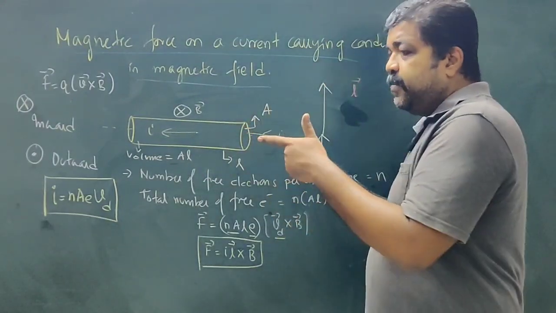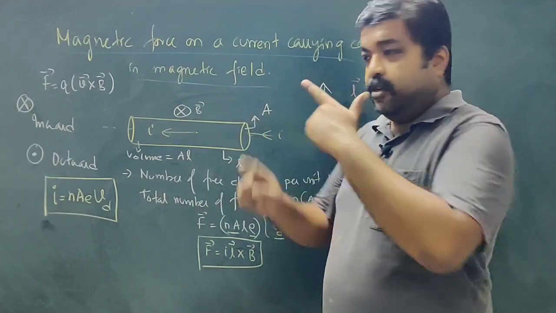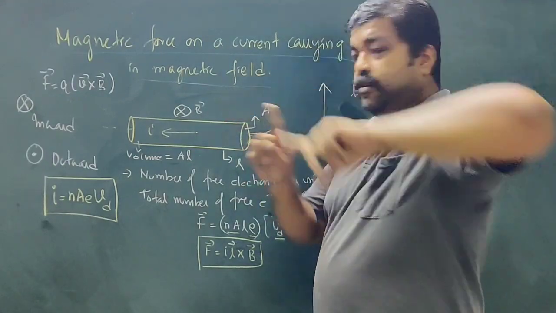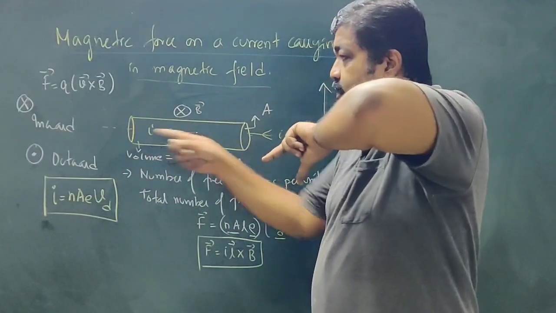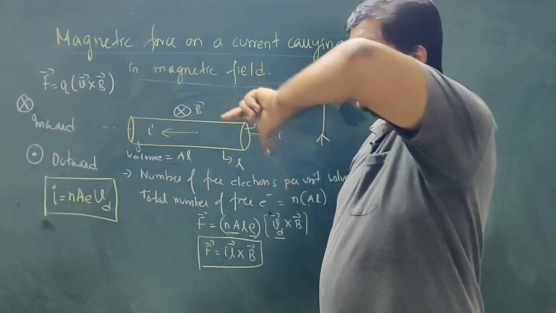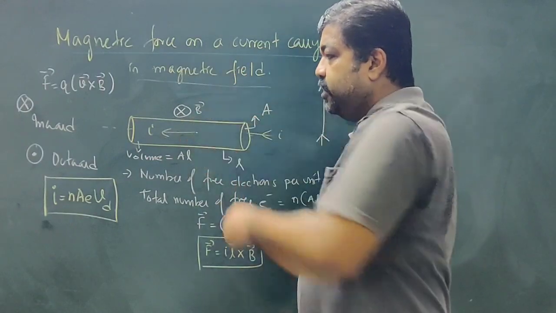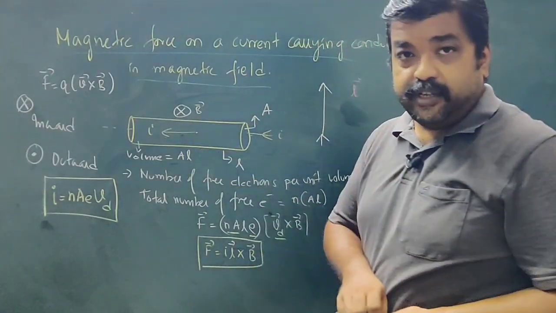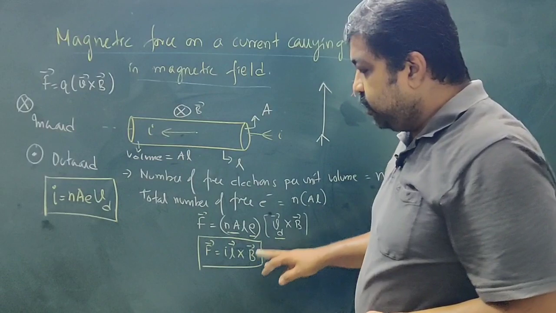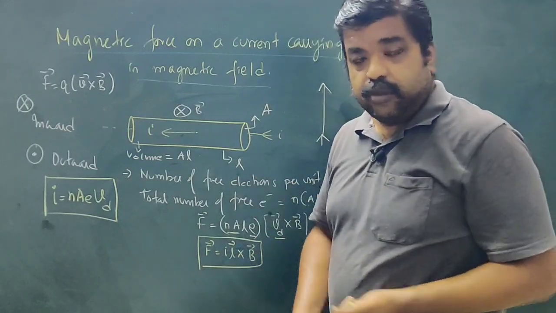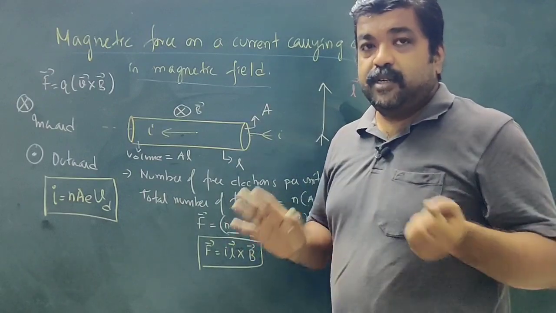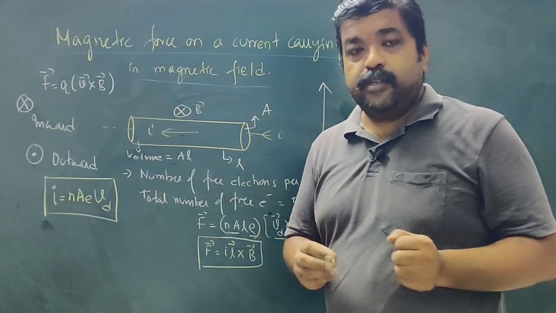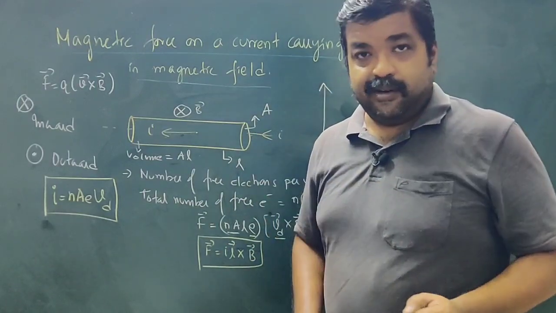So here, the field is going inward and the current is flowing in this direction. So what is the direction of the force? Force is in the downward direction. So this conductor is experiencing a force in the downward direction. Using this cross product rule, you can find the direction of force, and using Fleming's left hand rule, you can also find the direction of force. Whichever method is convenient to you. The point is, the concept should be clear.